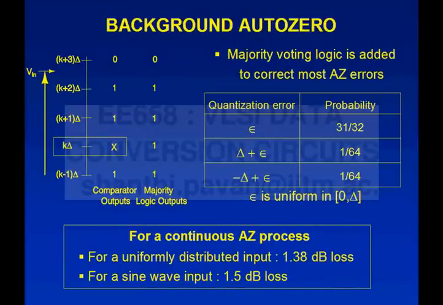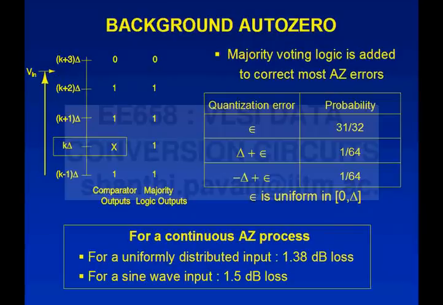So ideally the variance should be delta square by 12, but with this kind of distribution, it is not delta square by 12, it should be larger. If you go and do the maths, it turns out that the peak SNR is about 1.38 dB smaller than what you would get for an ideal 6-bit flash. This is what you would get for a uniformly distributed input.